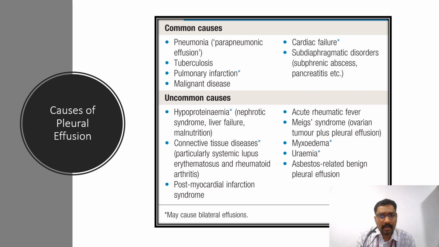So the important common causes include pneumonia, which is a parapneumonic effusion, tuberculosis, pulmonary embolism and infarction, malignant diseases, cardiac failure, as well as any subdiaphragmatic disorders. Uncommon causes include hypoproteinemia, which could be because of nephrotic syndrome, liver failure, or malnourishment, connective tissue disorders, post-myocardial infarction syndromes, acute rheumatic fever, myxedema, uremia, and even asbestos-related benign disorders of the pleura as well as mesotheliomas.